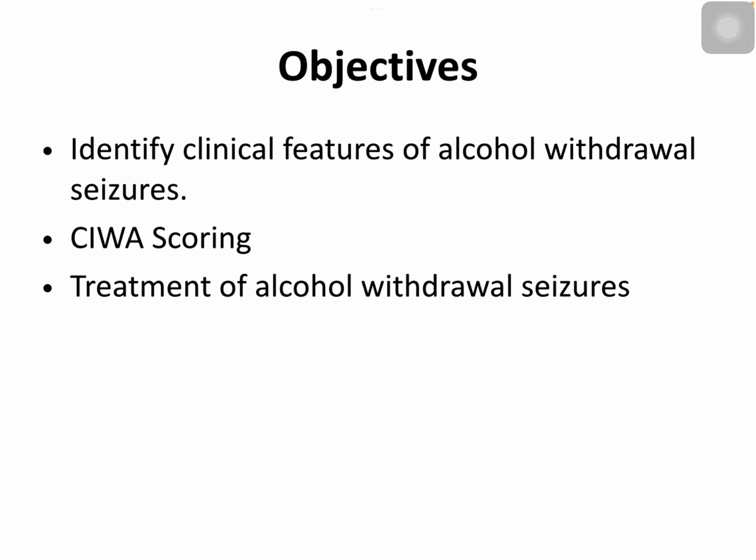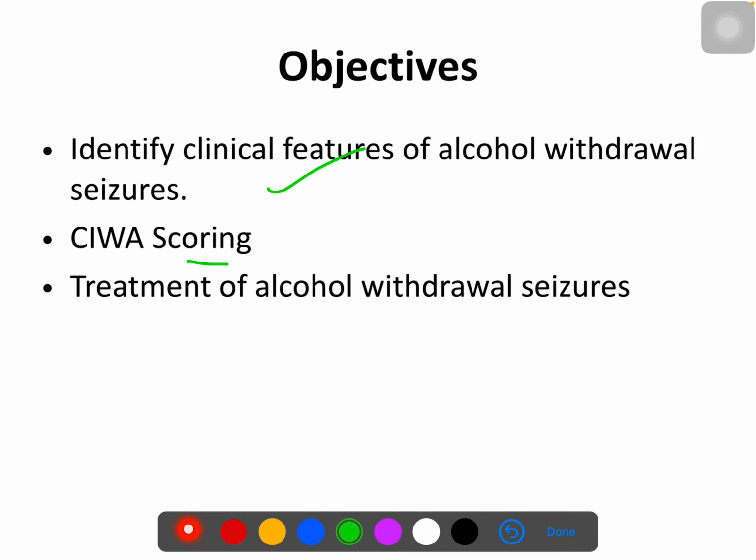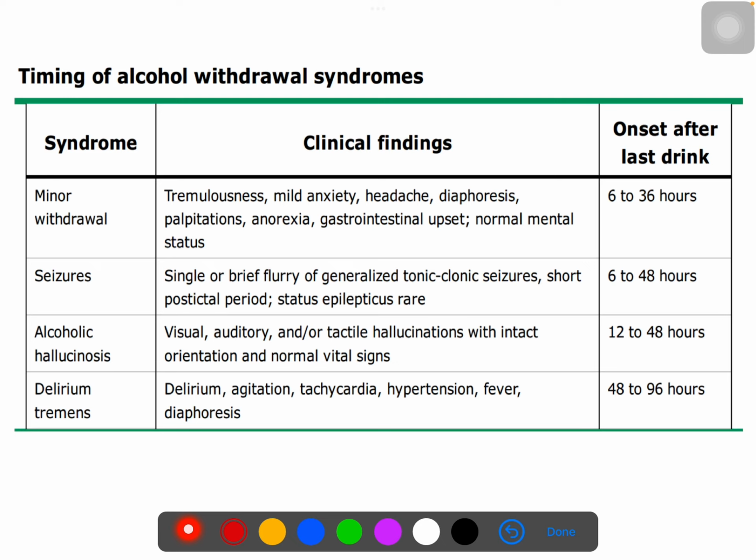For the objective, identify the clinical features of alcohol withdrawal seizures, CIWA scoring, and the treatment of alcohol withdrawal seizures. So why does alcohol withdrawal seizure occur in the patient? If there is dependence on alcohol or a drug for a long time, then when there is sudden withdrawal of that substance, the dependence causes symptoms to occur in the person.